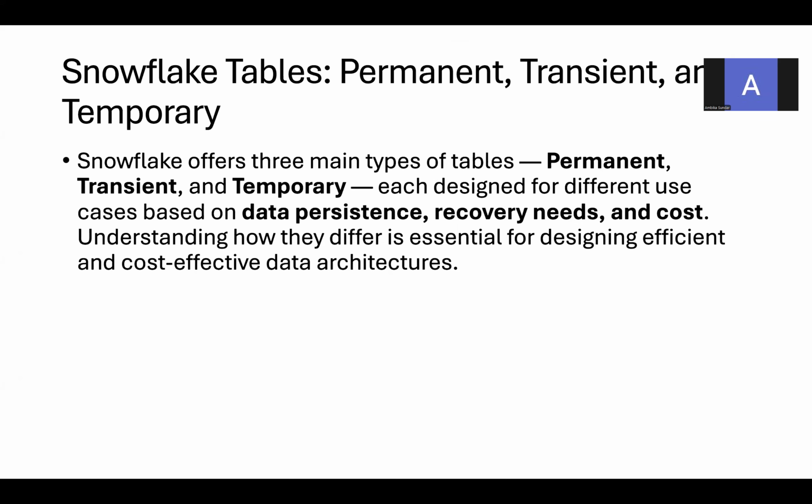Snowflake offers three main types of tables: permanent, transient and temporary. Each is designed for different use cases based on data persistency, recovery needs and cost. Understanding how they differ is essential for designing efficient and cost-effective data architecture.